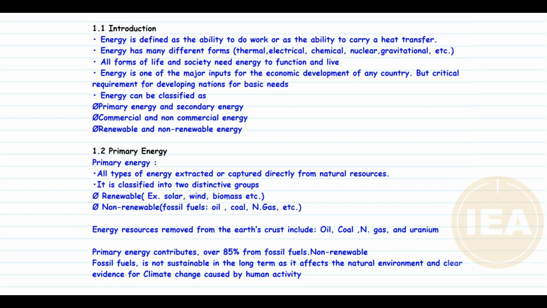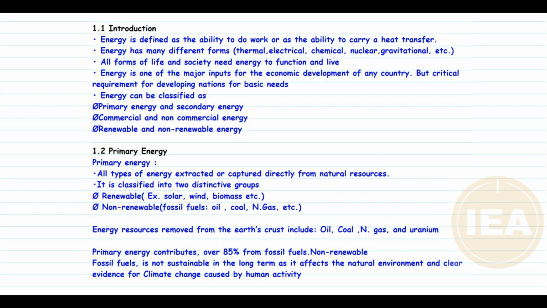Energy resources removed from the earth's crust include oil, coal, natural gas and uranium. Primary energy contributes over 85% from fossil fuels. So fossil fuels constitute around 85% of the primary energy, and the rest 15% is renewable. So non-renewable is 85%, and fossil fuel is not sustainable in the long term as it affects the natural environment.